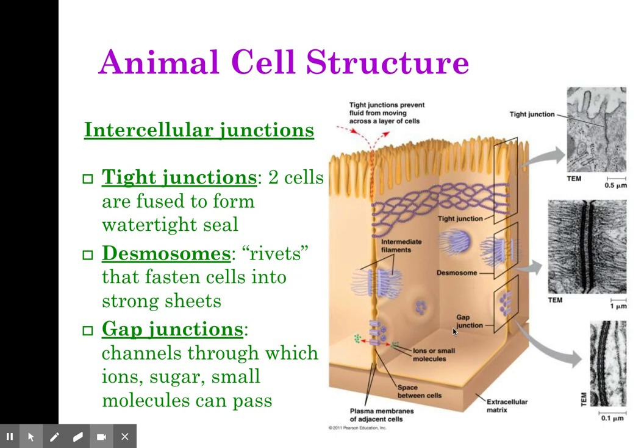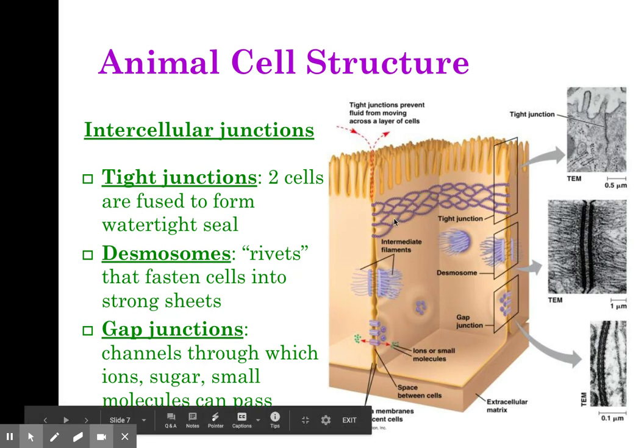This is really important in the formation of tissues. So you know that cells make up tissues, and tissues make up organs, and organs make up organ systems. This is how your cells are forming those tissues, is through these connections or these different junctions.